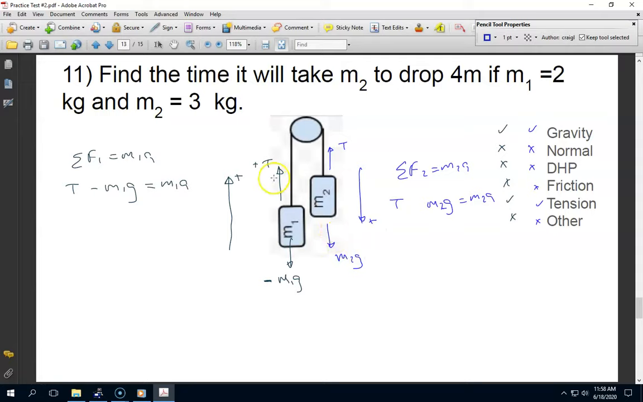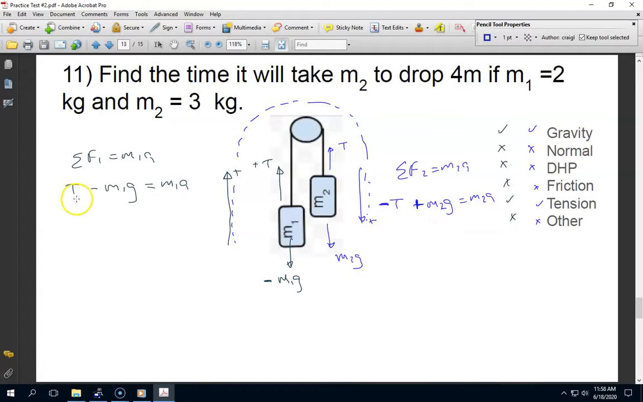This one's moving up, so positive is up. This one is moving down, so positive is down. Or I need to have one coordinate system where my single coordinate system goes up, up, up, bends with the string, follows the string, and comes back down on the other side. So right here, I really need to call tension negative and gravity positive, like that.